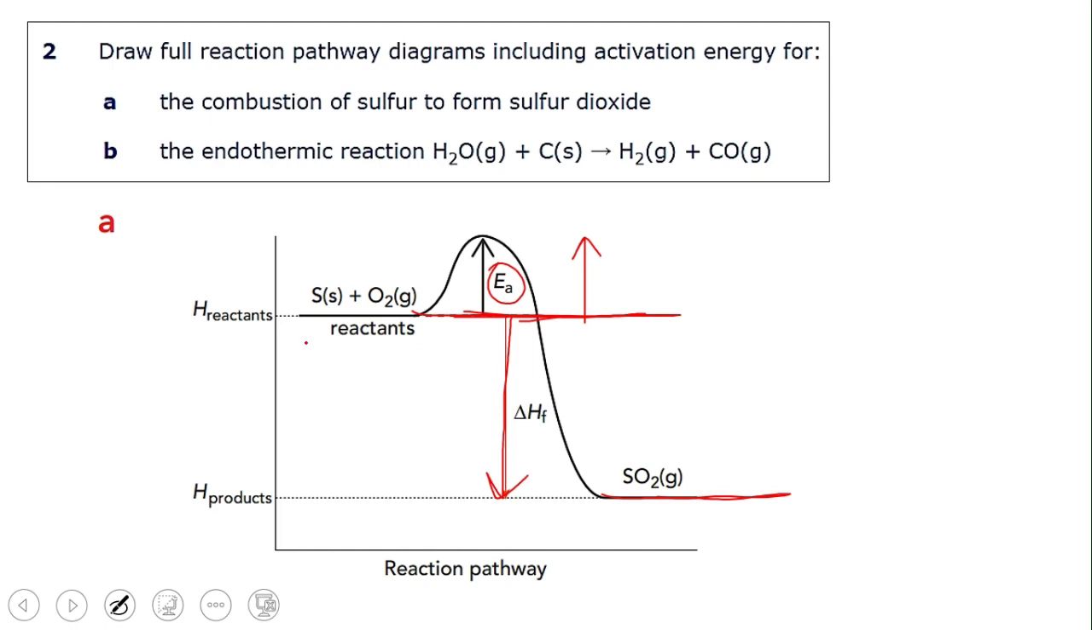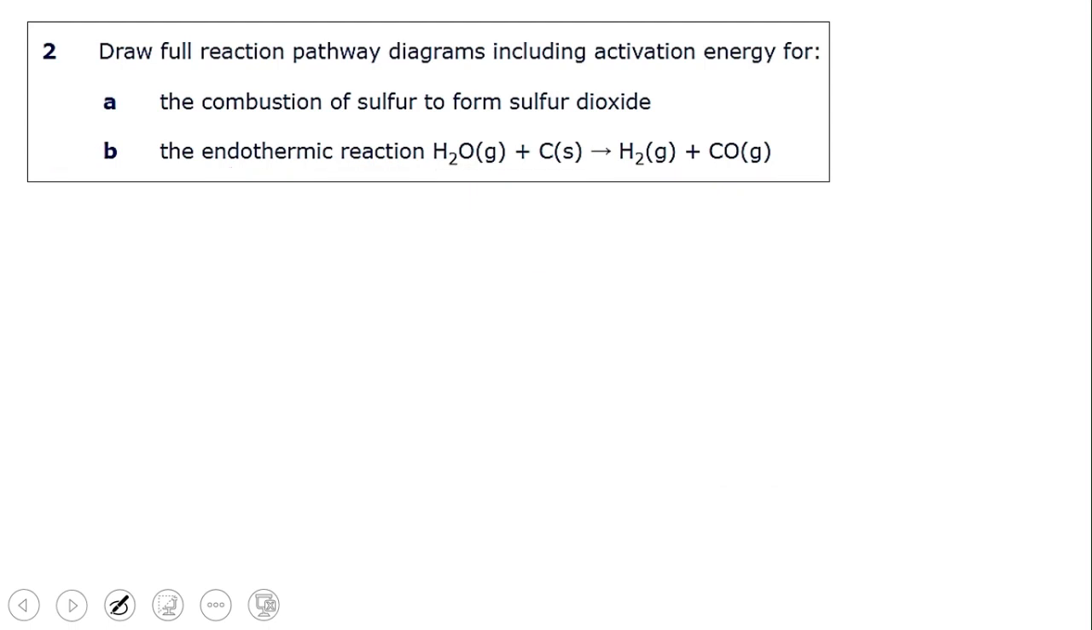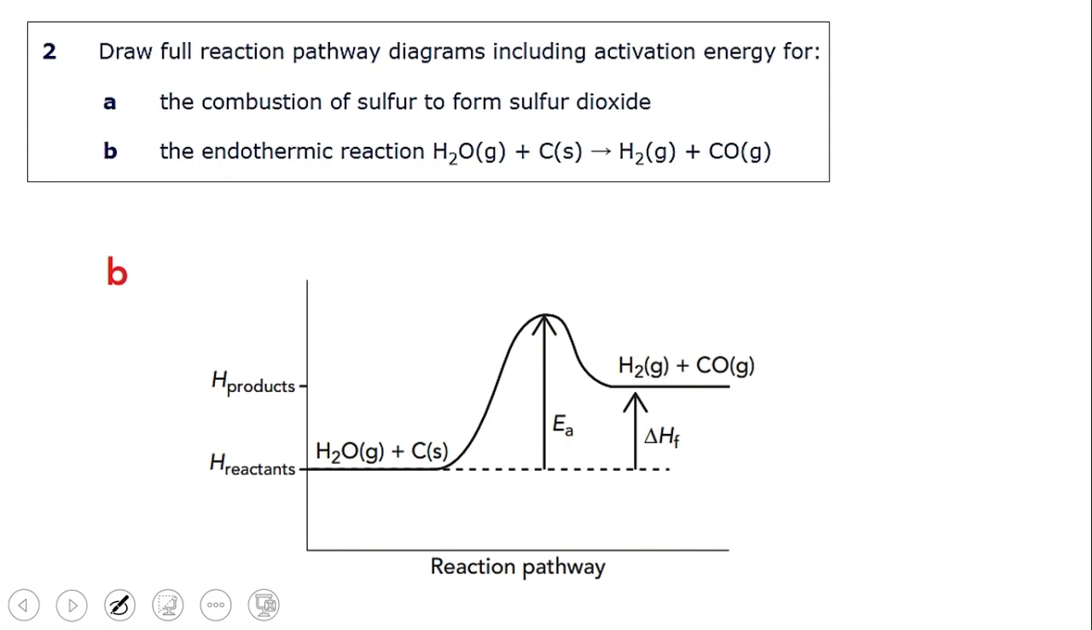Then we have the second reaction, part B here, and it is saying it is an endothermic reaction. It has H2O gas plus carbon in the form of solid reacting and making hydrogen gas plus CO gas. So H2O and carbon are our reactants, hydrogen and CO are our products here. Now this is an endothermic reaction. It means the product will have more energy as compared to the reactants. So products will be a little up as compared to the reactants.